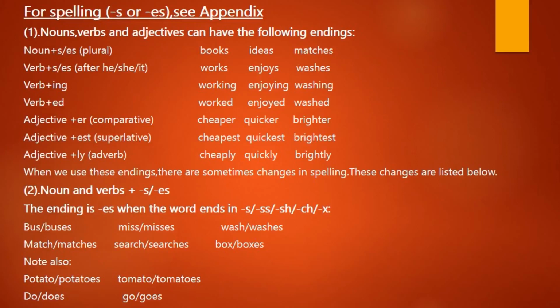When we use these endings, there are sometimes changes in spelling. These changes are listed below. Appendix 2.